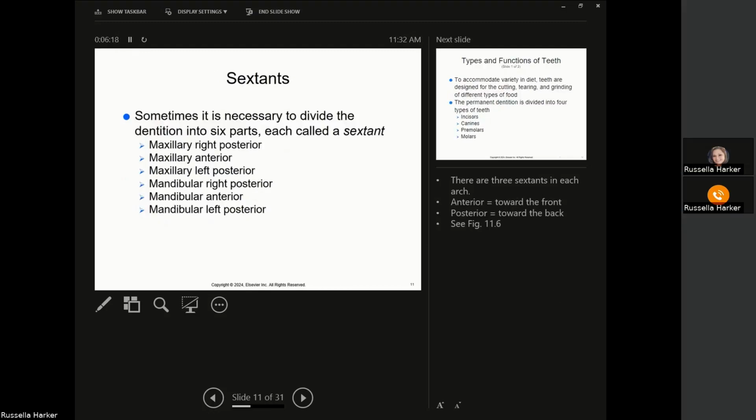And then that can also be further broken up into sections, that's when the mouth is broken up into 6 areas. So we'd have the maxillary right posterior, maxillary anterior, which is the front teeth, and the maxillary left posterior, which is the back teeth. Mandibular right posterior, mandibular anterior, and mandibular left posterior. So that's when we break the teeth up into upper and lower, and then back teeth and front teeth.